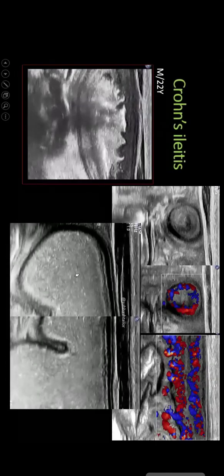This is on color Doppler. This is a target-like appearance of the affected segment, with concentric thickening and luminal narrowing. On Doppler, we can see hypervascularity of the bowel wall in the transverse as well as in the longitudinal plane. And there is proximal dilatation because this particular segment is showing stricture formation. Stricture means there is luminal narrowing. So there is proximal dilatation causing symptoms of abdominal pain and vomiting. So this is a case of active Crohn's ileitis.